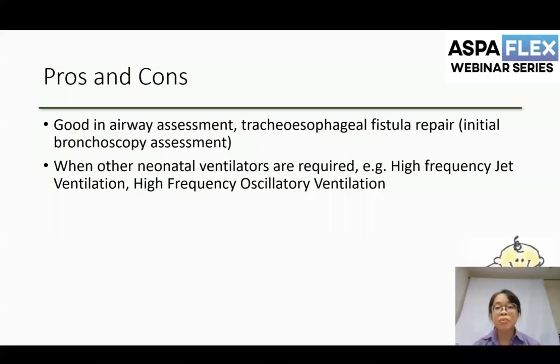The other condition that makes it quite necessary is when a child is ventilated on high frequency jet ventilation or oscillatory ventilation, where you have no way to provide inhalation agent. Well, at least in my center, there's no way to do it. So we have to use intravenous anesthesia. Traditionally, we use ketamine infusion or morphine, but now we know we have an option to run a propofol TCI.